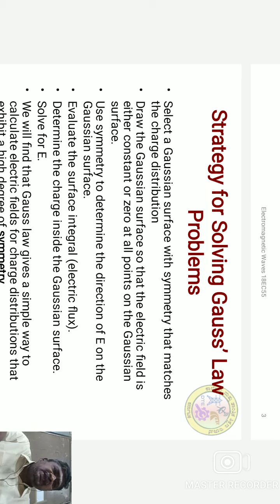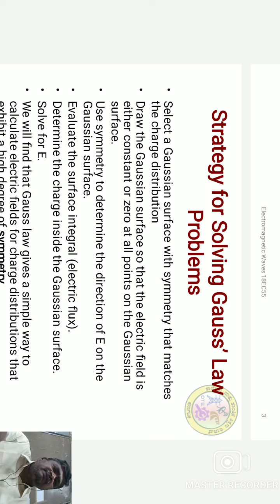To apply the Gauss law, we need to select a Gaussian surface with the symmetry that matches the charge distribution. What do we mean by that symmetry? Whenever I consider a point P, any point on the surface of this Gaussian, the distance from the charge to the point has to be the same. So that is called the symmetry.